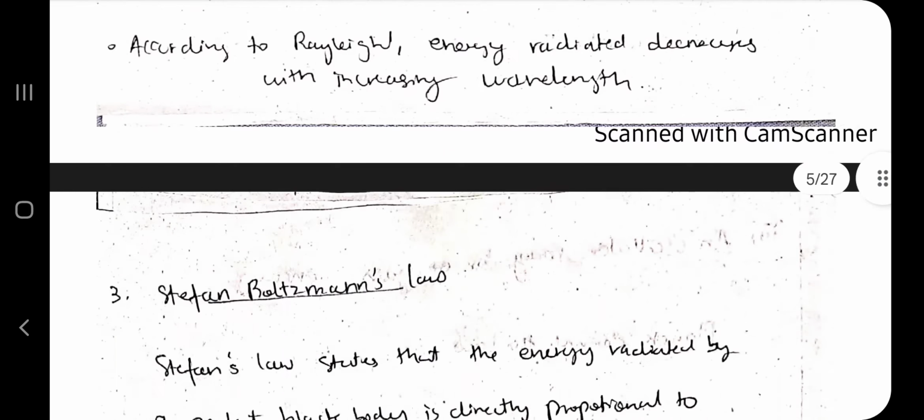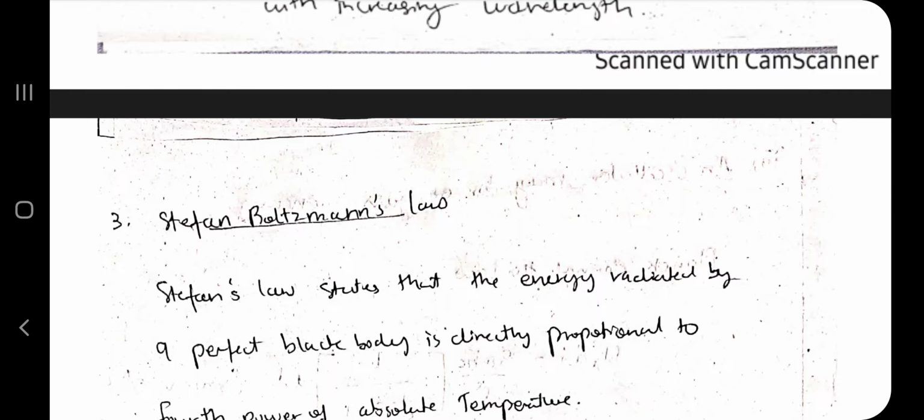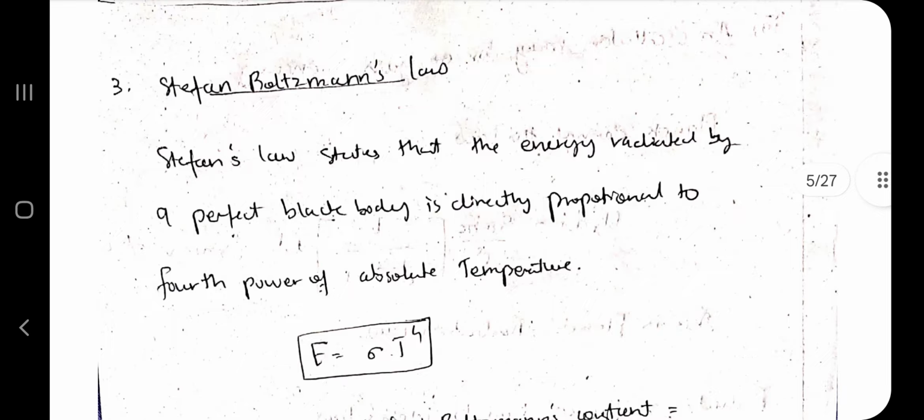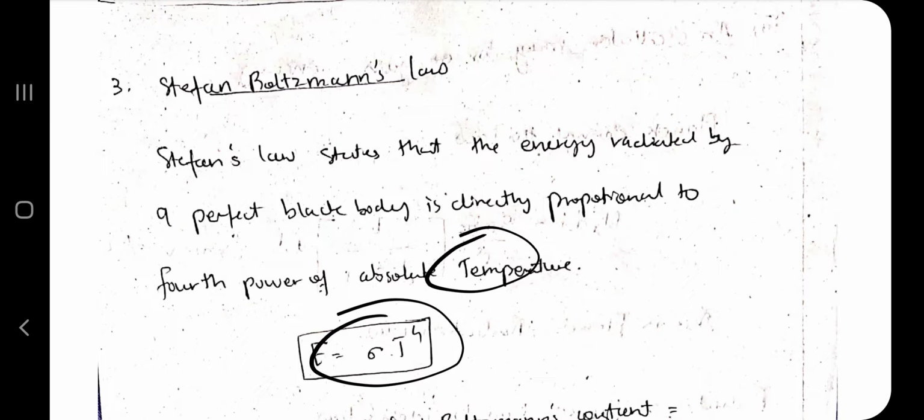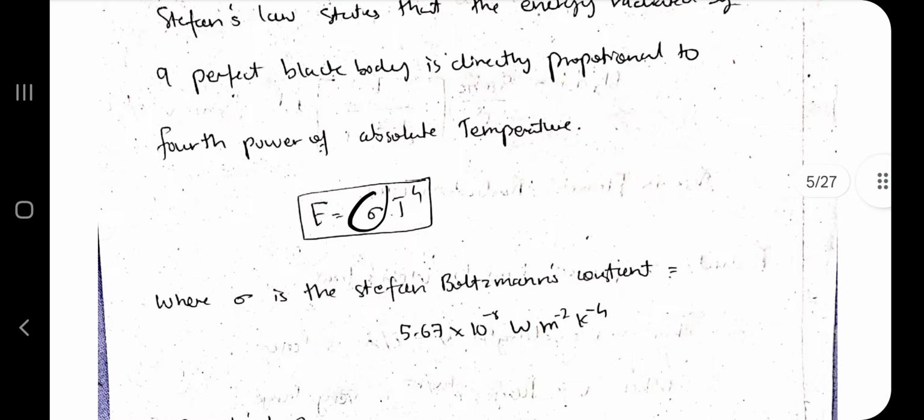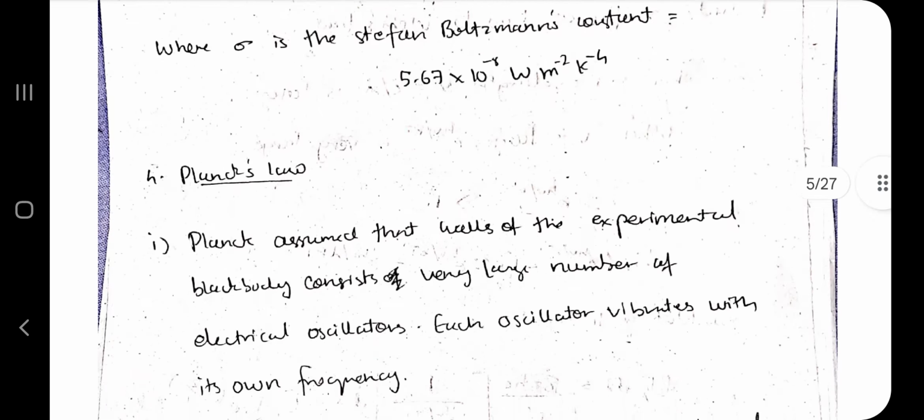The third one is the Stefan-Boltzmann law. Stefan's law says that the energy radiated by a perfect black body is directly proportional to the fourth power of the absolute temperature. Here sigma is nothing but the Stefan-Boltzmann constant.